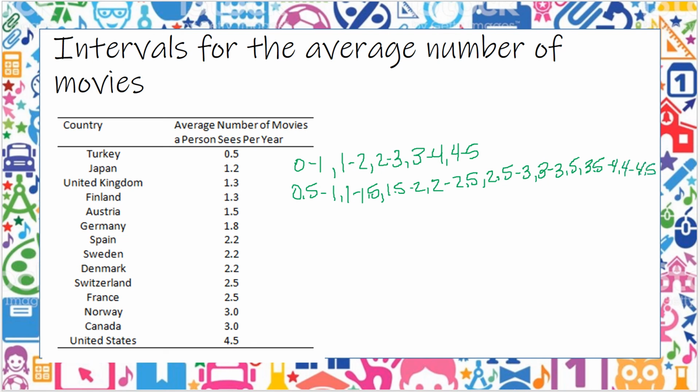It all depends on the amount of room you have, as well as what represents the data. I would probably go with this first one. Do 0 to 1, 1 to 2, 2 to 3, 3 to 4, 4 to 5.